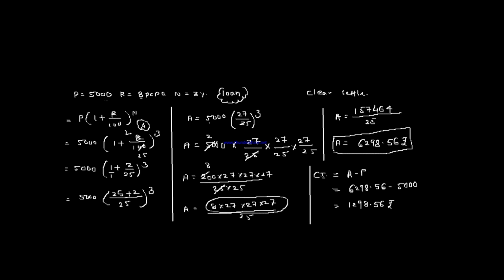So overall, if we try to understand this whole sum, the P, R, N were given to us. We are considering these sums from the loan perspective. So after 3 years, I have to pay 6298.56 in order to get rid of the loan. Basically, I took a loan of 5,000 and I'm paying 6298.56. How much extra money am I paying? That is nothing but the compound interest. For that I simply subtract, and this is 1298.56. This is the extra money I am giving to the bank, because the bank helped me by giving this 5,000.